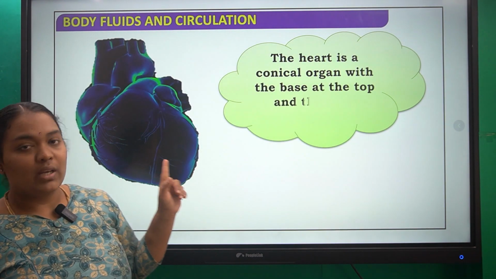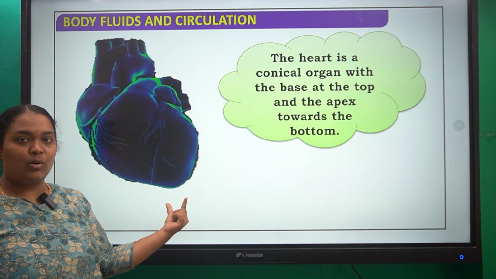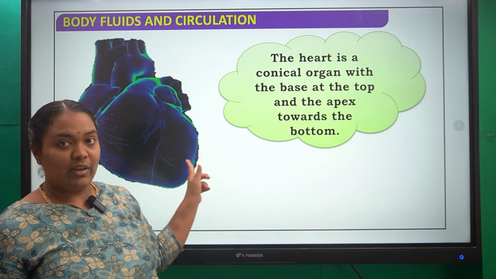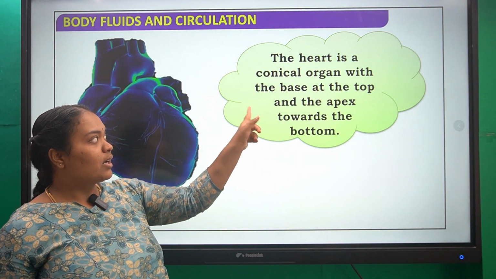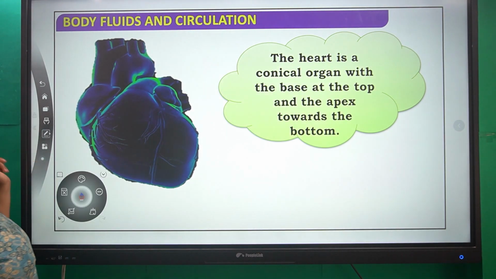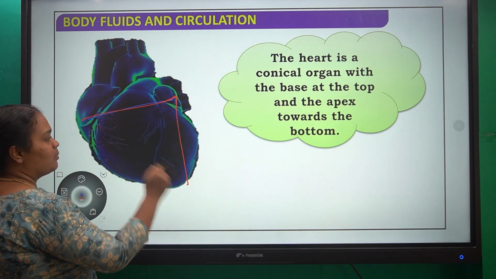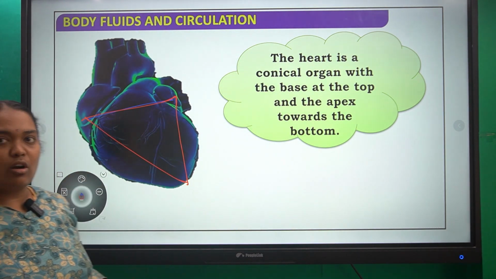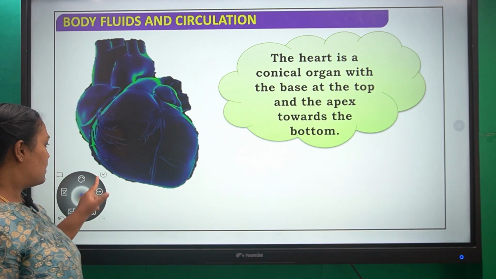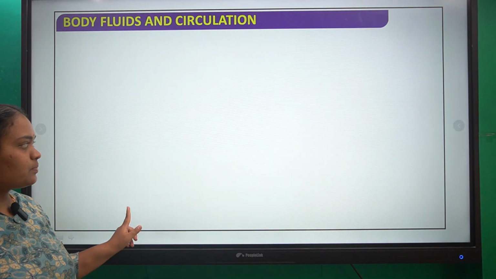The heart is a conical organ. Why are we saying conical? Because it has the apex, which is narrow, and the upper surfaces are broader in length or width, with the base at the top. So this is the base. You can observe, this is the base at the top, which is broader, and the apex is towards the bottom, shorter and ending in a point. You can see the base and apex.